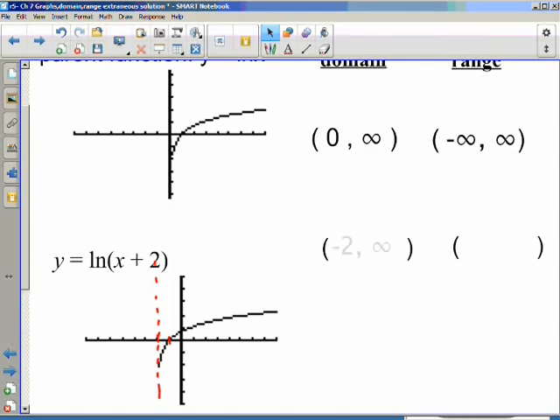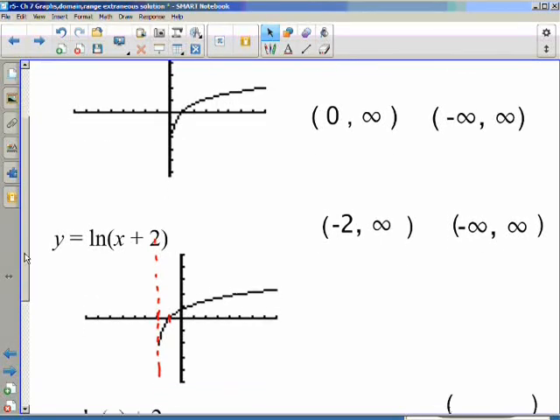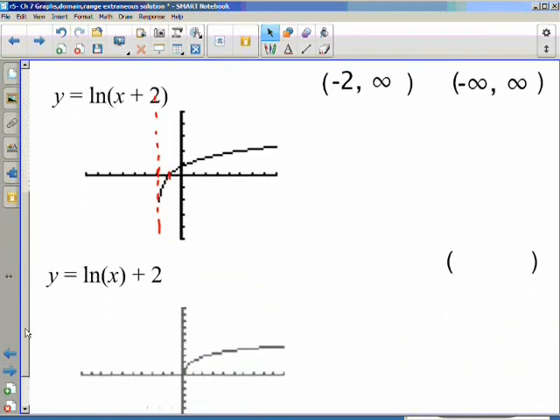Okay. You'll notice that now we're able to plug in values down to negative 2, but not including negative 2. And we'll get all the way up to infinity. And for the range, nothing has changed. Okay, and so this deals with a horizontal transformation.